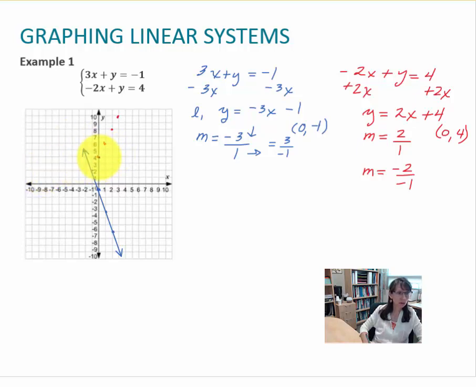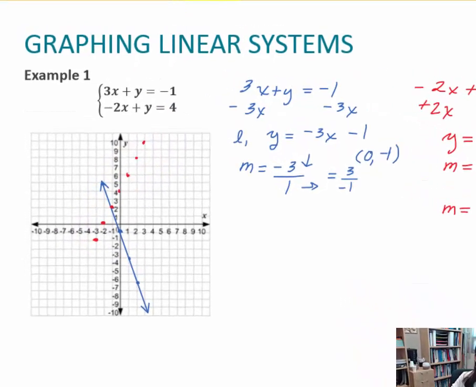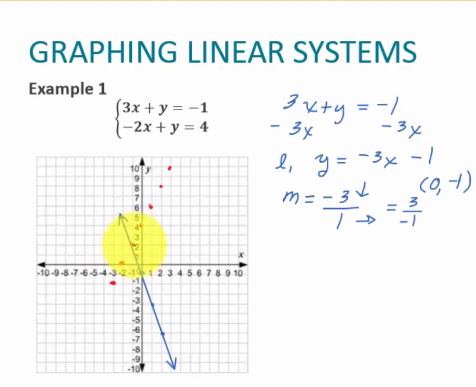So if I start at 0, 4, I could go down 2 units and left 1 unit. Go down 2 units and left 1 unit. So it just helps to extend the line going in the other direction. So did you notice at this ordered pair it had both a blue dot and a red dot? That must be the point of intersection of these lines.